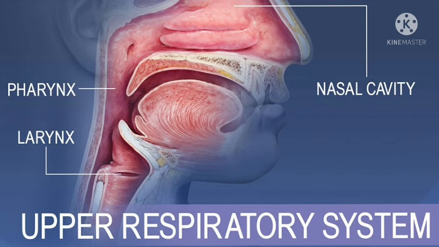Then I am going to discuss the larynx. The larynx is another name for the voice box. It is a short cylindrical airway leading to the trachea. It is about 5 cm long. Its position is the midline of the neck, anterior to the esophagus and the 4th through 6th cervical vertebrae.